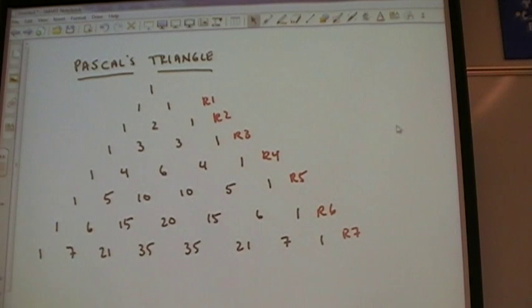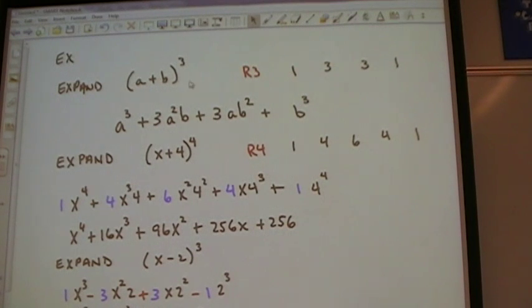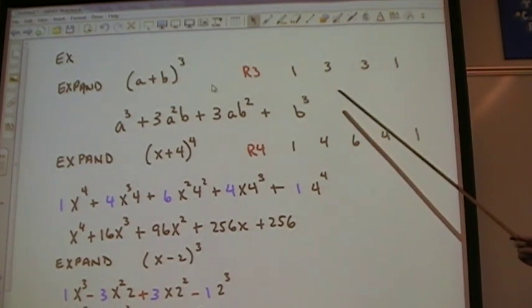And what these numbers are going to represent are your leading coefficients when you expand out a binomial. For example, if I had the first one, expand a plus b to the third, I'm going to use row 3 of Pascal's triangle, which is 1, 3, 3, 1. Are you going to give us the triangle on the test? No. You can come up with a triangle. I just told you how to come up with it.